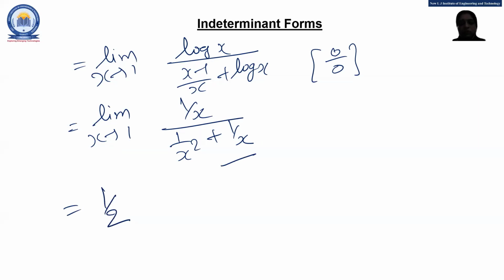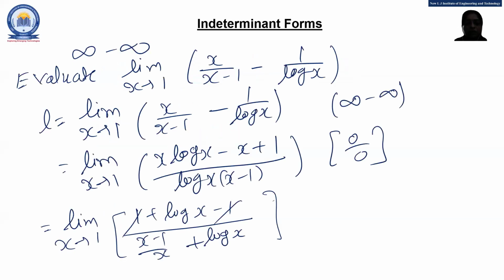Okay, what does it mean? In this case, first we have to convert this infinity minus infinity form by taking LCM into the 0 by 0 form, or infinity by infinity form, or 0 into infinity form. And then we have to apply L'Hospital rule in these examples, and we get our answer.